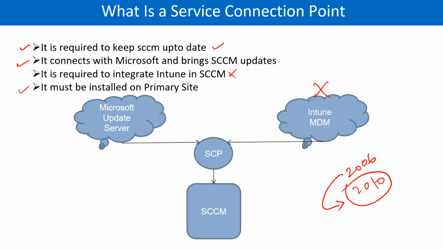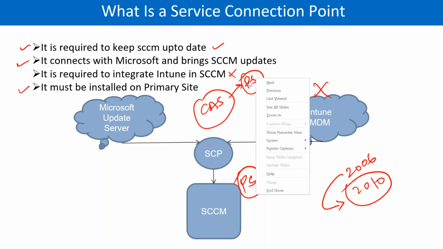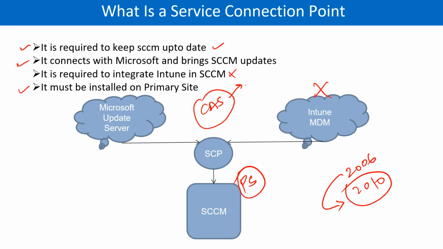Now it must be installed on the primary site. Plus, if you have a CAS server as well, you can install this on the CAS server too. Sorry, not primary only. If you have CAS, then you install the service connection point. You can install the service connection point on primary, or you can install this on the CAS server.